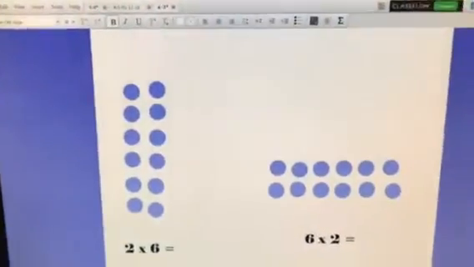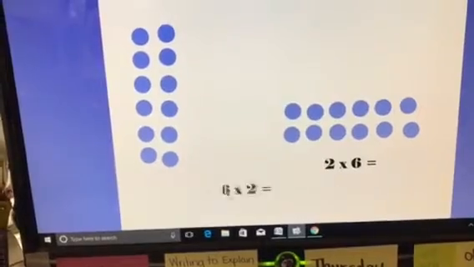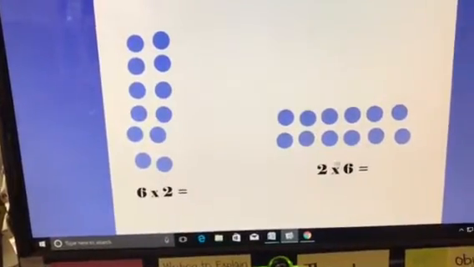And here we have it on the screen, except we want to make sure that we flip it like this, because there are 6 on this side and 2 on this side.